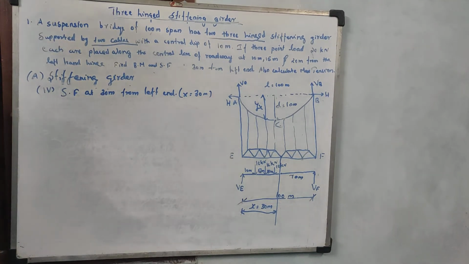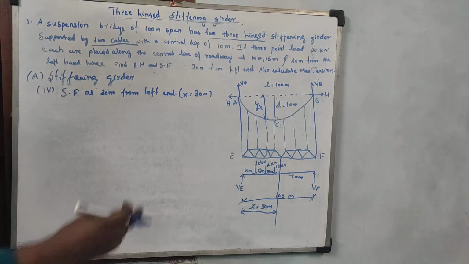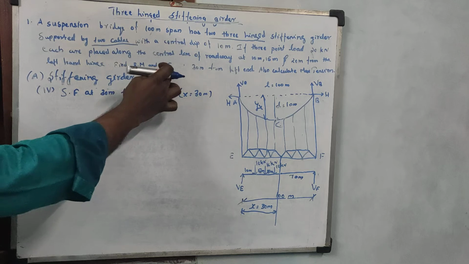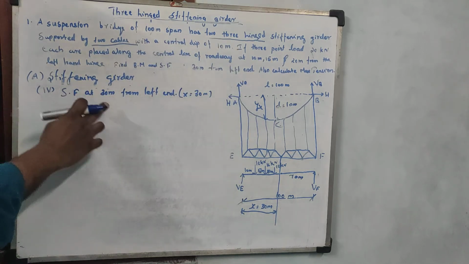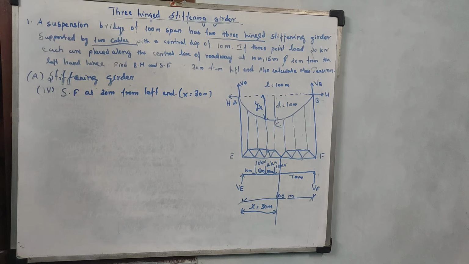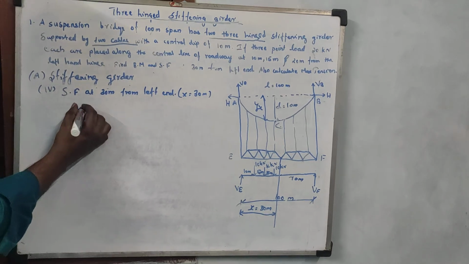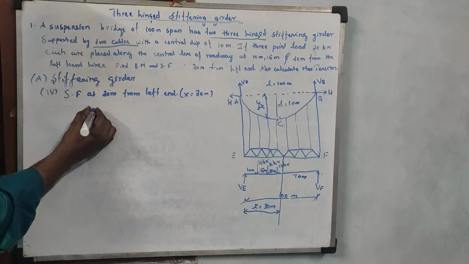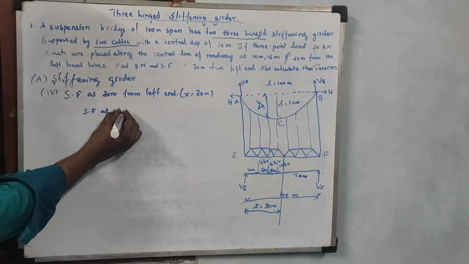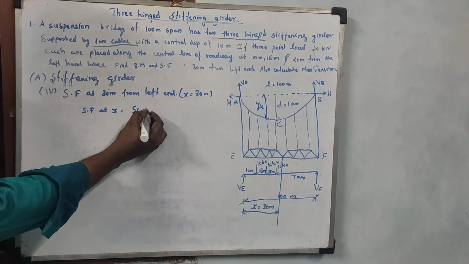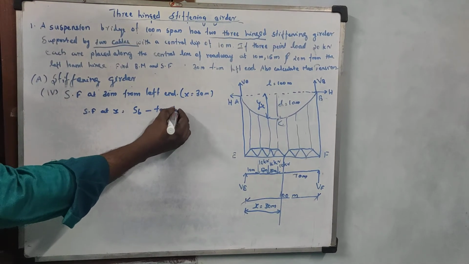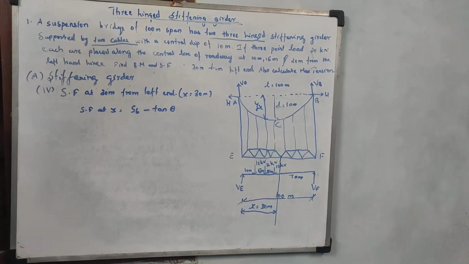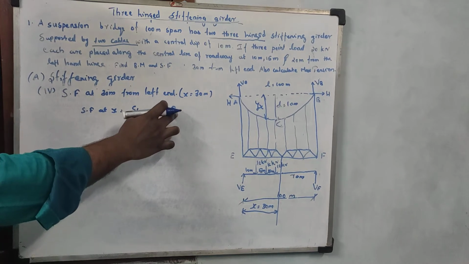Fourth step is shear force at 30 meters from left end. Shear force at x equal to SB, that is beam shear force, minus H tan theta. So theta is nothing but the slope.